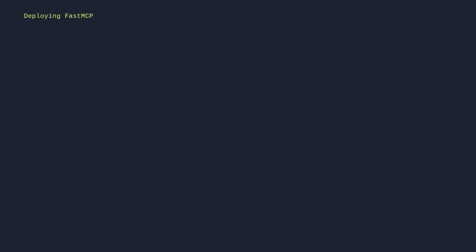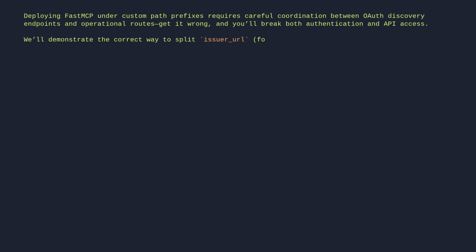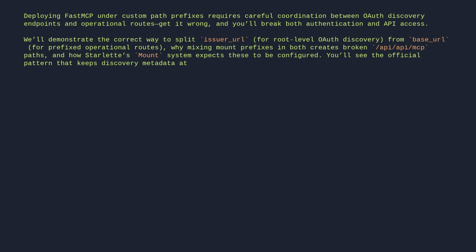Deploying FastMCP under custom path prefixes requires careful coordination between OAuth discovery endpoints and operational routes. Get it wrong, and you'll break both authentication and API access. We'll demonstrate the correct way to split issuer URL for root-level OAuth discovery from base URL for prefixed operational routes, why mixing mount prefixes in both creates broken /api/api/mcp paths, and how Starlette's mount system expects these to be configured. You'll see the official pattern that keeps discovery metadata at root while properly scoping MCP endpoints under your chosen prefix.